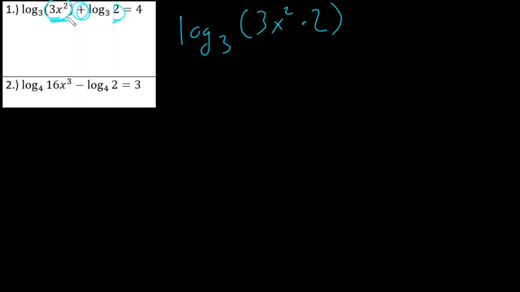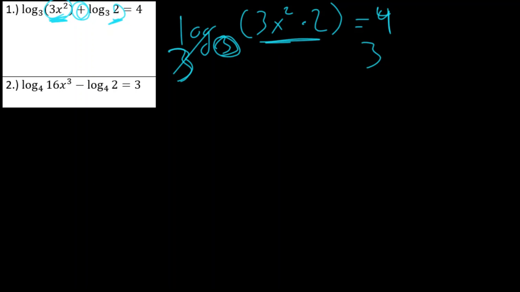So in our first logarithm, we had 3x squared. In our second logarithm, we had 2. And so we can do 3x squared times 2 inside that combined logarithm. And of course, that equals 4. Now from here, we're going to do two things. Thing number 1, we ask ourselves, what base would get rid of a log base 3? And of course, it will always be the same base as this. So log base 3, we'll do base 3 to both sides, and of course that cancels.